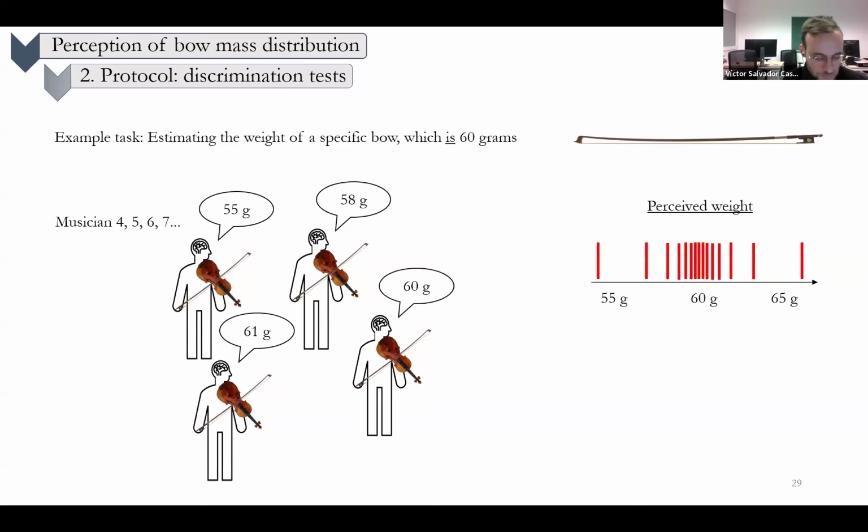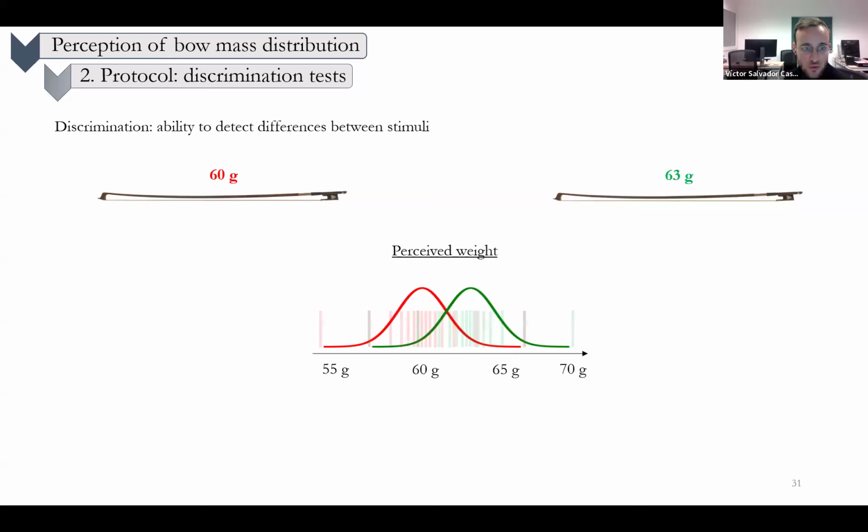So the method that we are going to use is based on the fact that there exists interparticipant variability, which would average on the exact weight of the bow. But this is not the task that we are going to ask the participants to do. We're going to ask them to do a discrimination test, that is to detect differences between two stimuli.